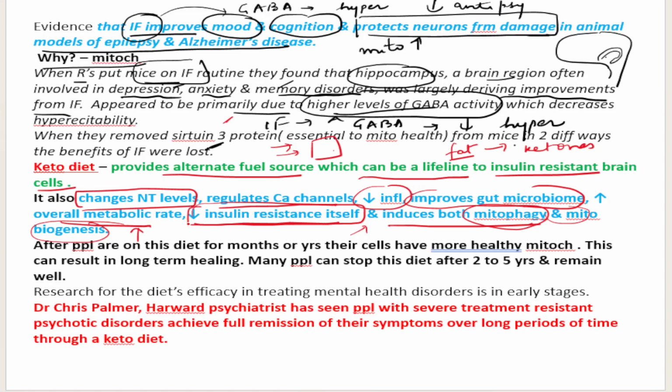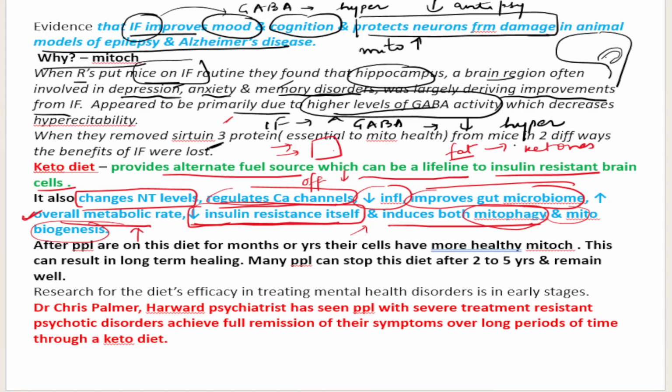So it is reducing insulin resistance. It is improving the metabolism. It is improving the gut microbiome as well. It is regulating calcium channels. So it is regulating the off switch in the cells. It is reducing hyperexcitability.